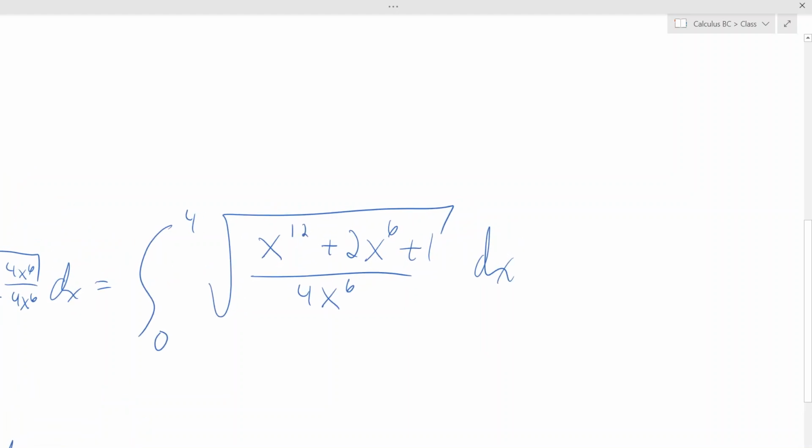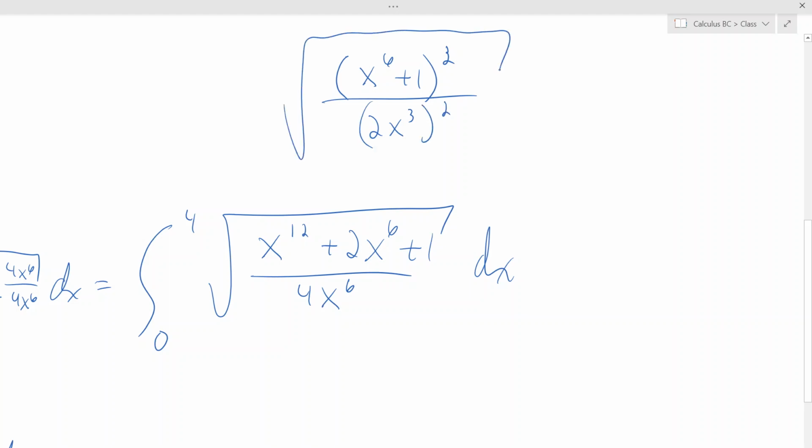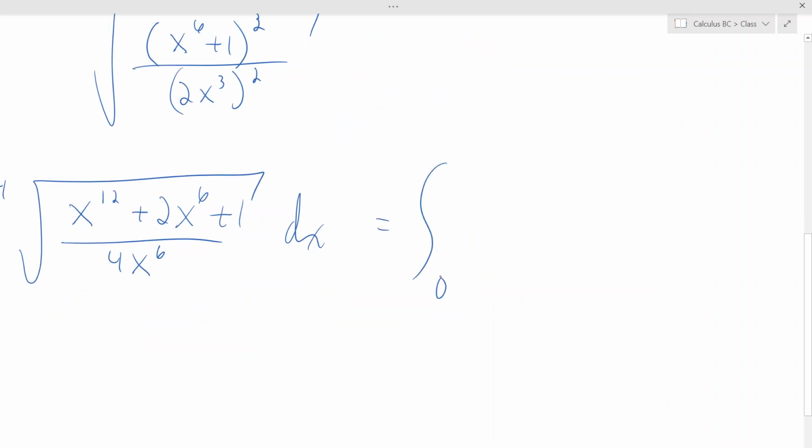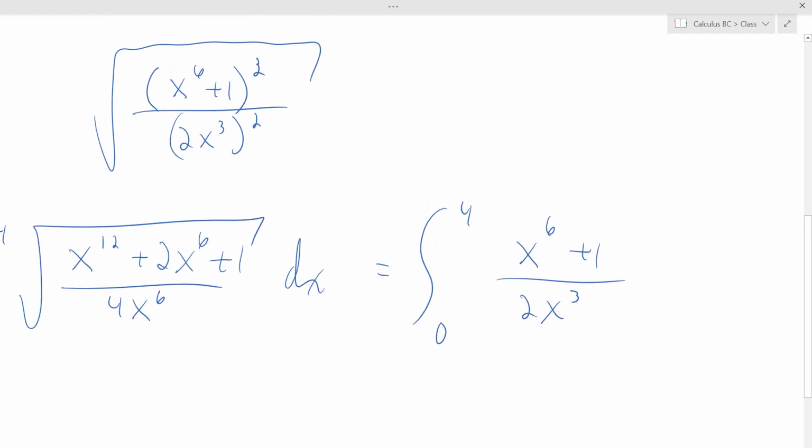Turns out that that numerator is a perfect square. Okay, and that's why we chose this question, so we could do it by hand, because otherwise the square root makes things kind of complicated. But that numerator is actually just x to the 6th plus 1 squared. The denominator is really 2x cubed squared, and they're both in a square root. So what that becomes is the integral from 0 to 4 of x to the 6th plus 1 over 2x cubed. That's really what's going on there, because the square root cancels out the squares.